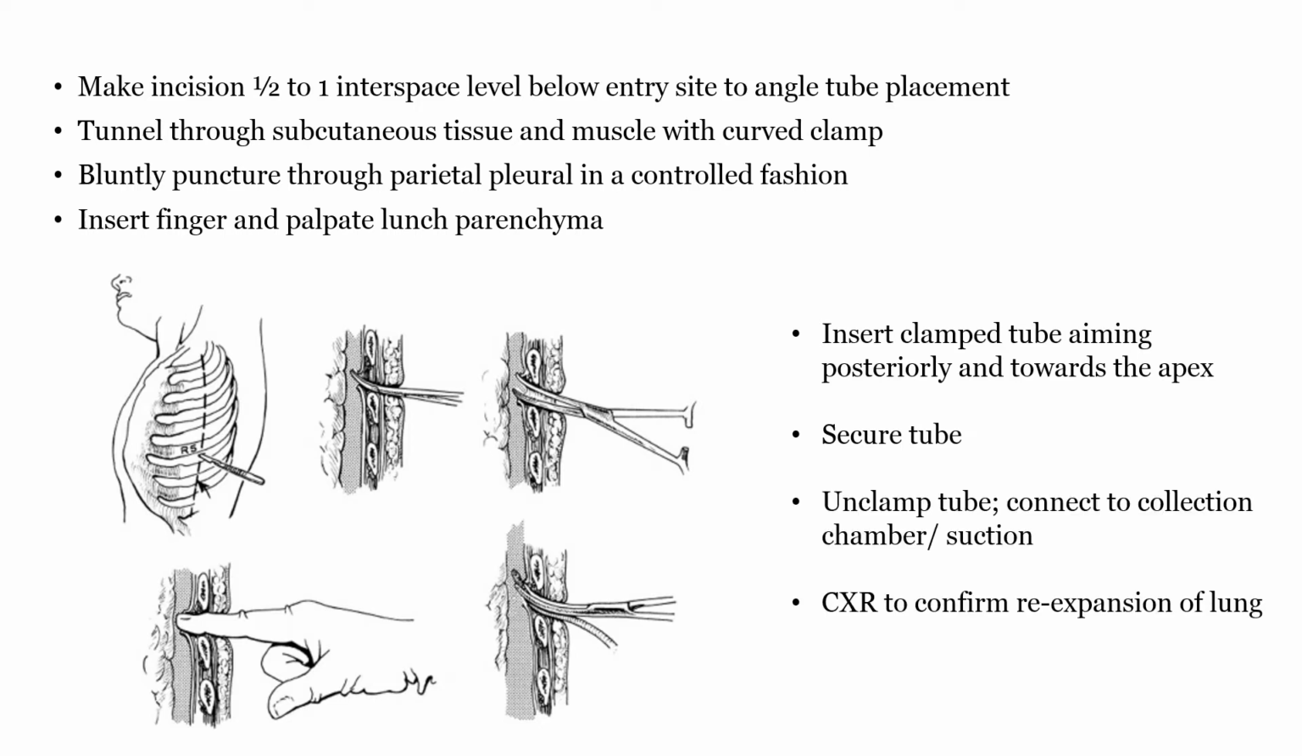And then secure your tube very clearly with a stitch, preferably nylon number 0, so that it is anchored in place. Remember to put 2 stitches, one for anchorage and one that you'll use when you're removing the chest tube. And then once you have secured your tube and you're sure it's not going to fall out, unclamp the tube and then connect it to the underwater seal collection chamber.